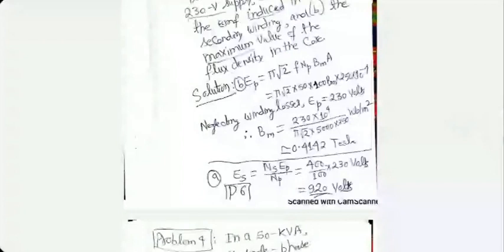Or you could use the formula ES equal to pi square root of 2 f NS BM A and use the BM value that we have calculated. But I think more straightforward is to use the turns ratio directly. Next one, wait a minute.